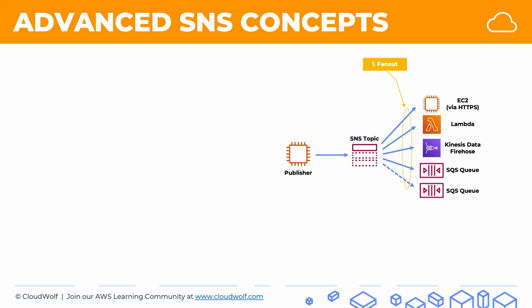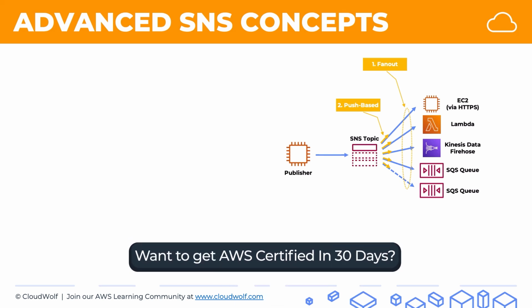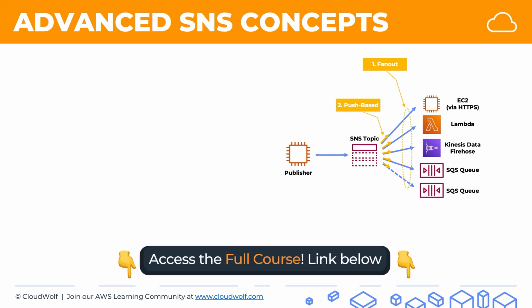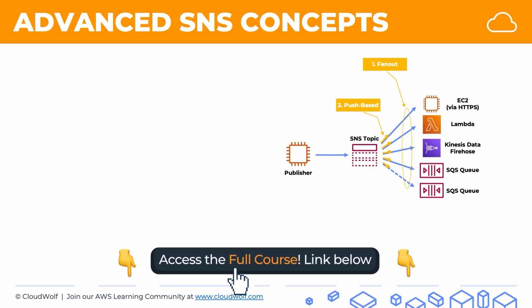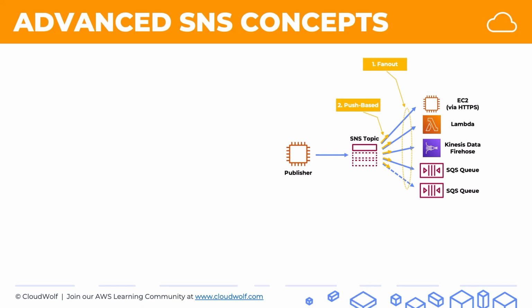Then another thing to keep in mind is that SNS is push based as opposed to SQS, which is pull based. So in SNS, when SNS needs to publish something to subscribers, it just does that to all subscribers. Subscribers don't have to do anything for it. Whereas in SQS, subscribers need to go and actively fetch messages from the queue. That's an important difference between the two.